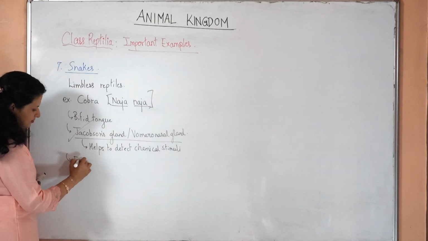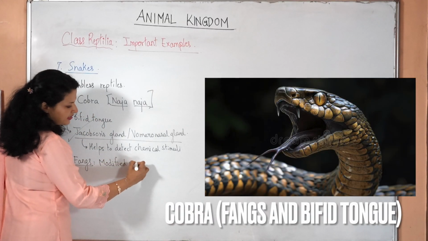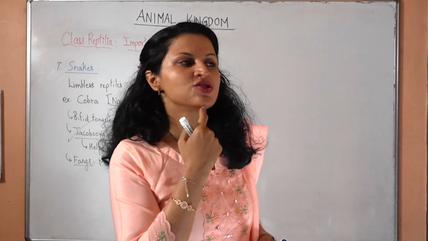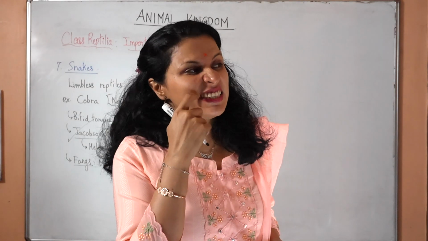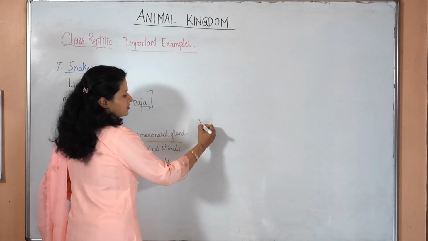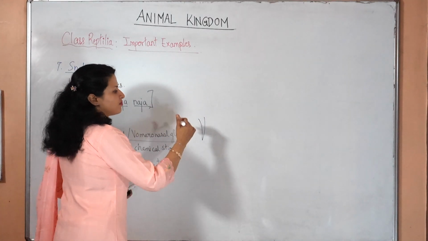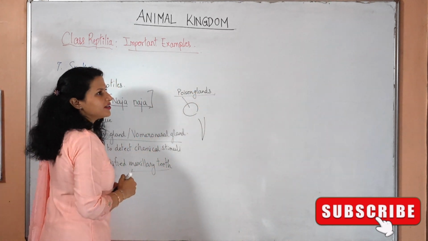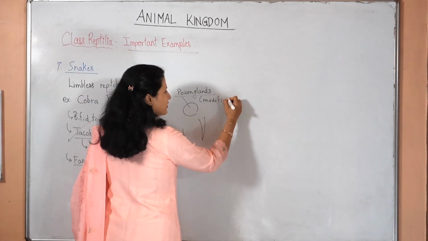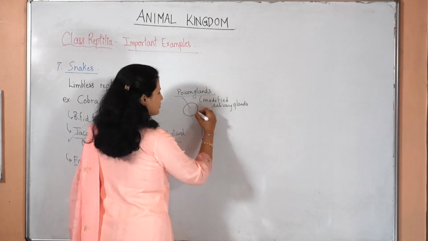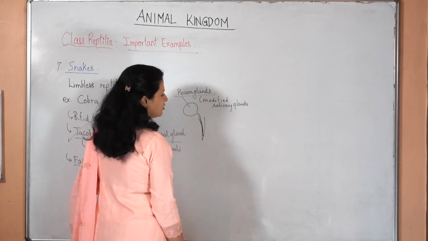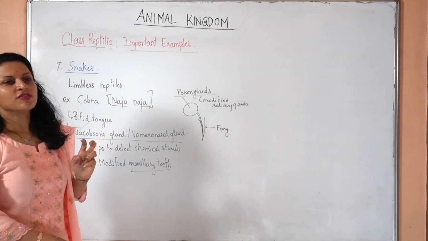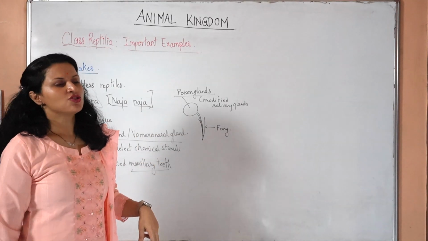Its fangs are modified maxillary teeth. What are maxillary teeth? They are present on the upper jaw, which is called as the maxilla. The lower jaw is called the mandible, but they are maxillary teeth present on the maxilla. So let's say this is a fang. There is also presence of poison glands right above the fangs. Poison glands, which are modified salivary glands, whose ducts will be ending right till the end of the fangs. And guess what will happen when the cobra bites? These glands are going to inject the venom directly inside the tissue of the victim.